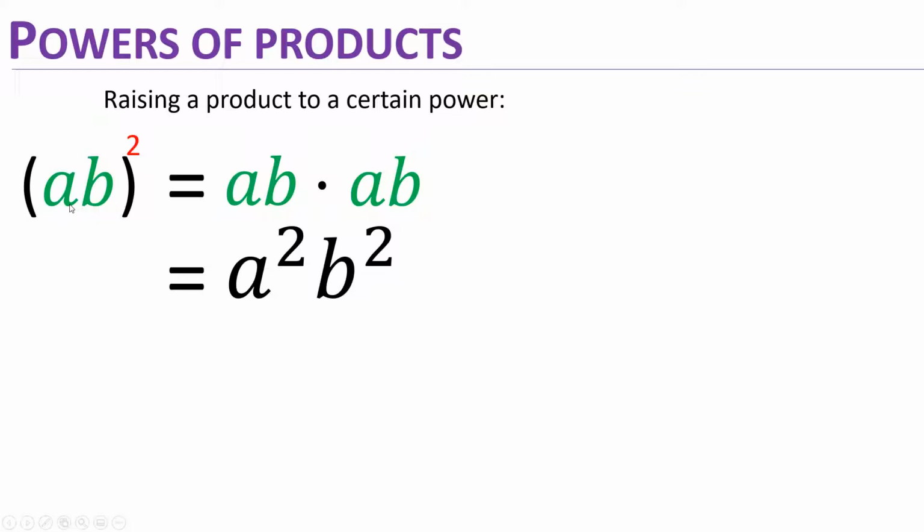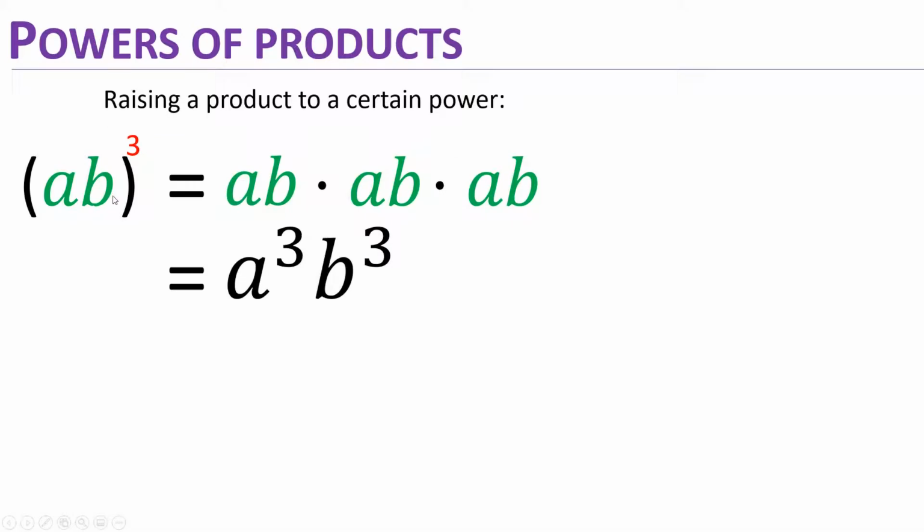When the thing we want to multiply is something else than just one number or letter, we need to put it between brackets. In this case, we raise the whole formula a times b to the power of 2. So that means we multiply it by itself. So this is ab times ab. And we know how to simplify this multiplication. A times b times a times b becomes a squared times b squared.